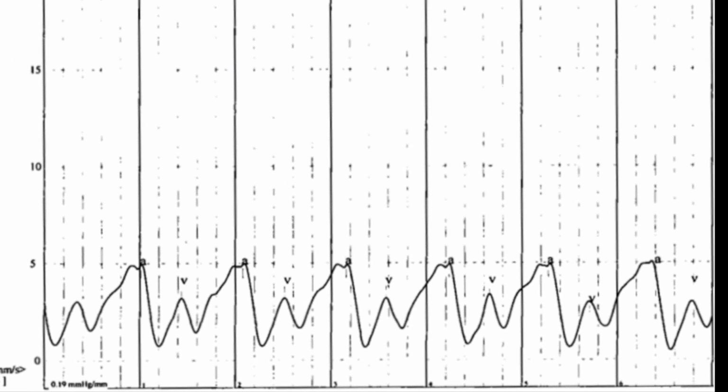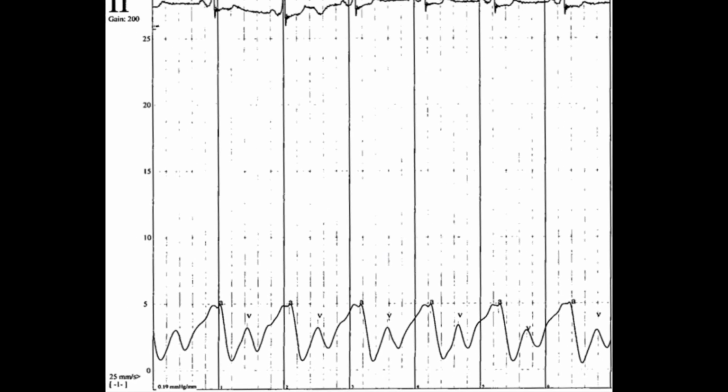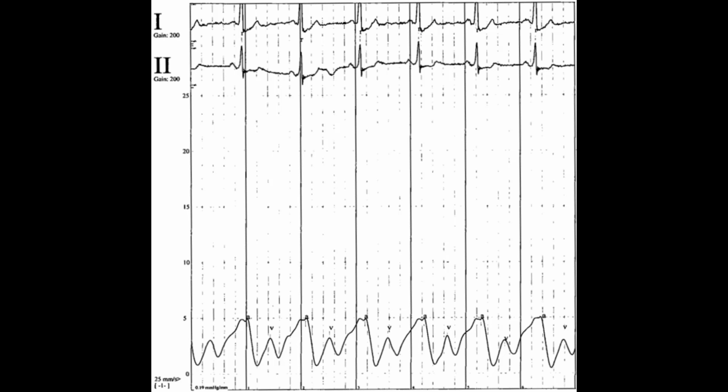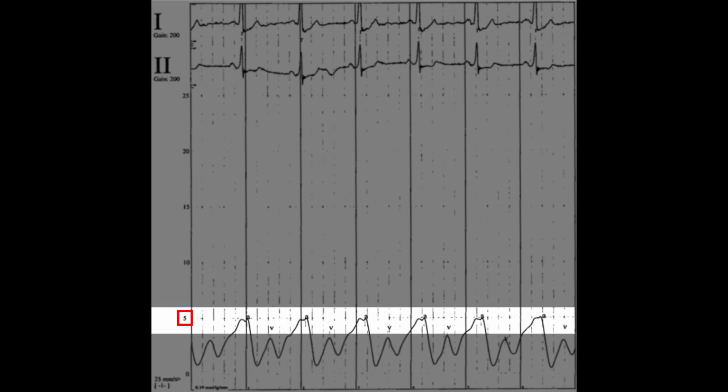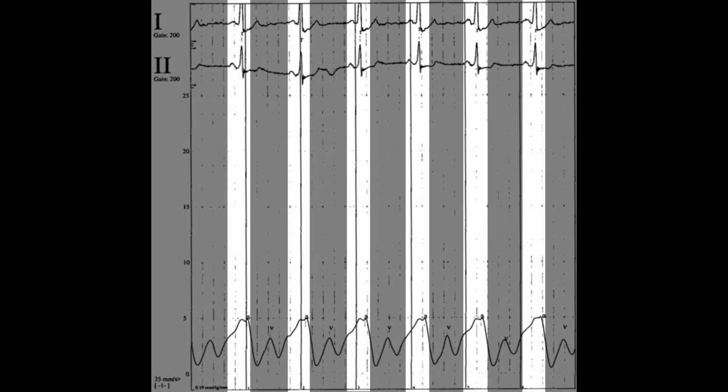The A wave represents atrial contraction, and as such can be identified by its relationship to the P wave on the electrocardiogram tracing. In this tracing, the A wave is present here with a value of 5. It corresponds to the P wave above on the electrocardiogram tracing.